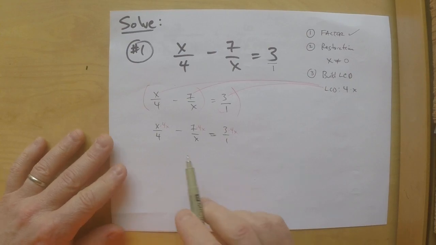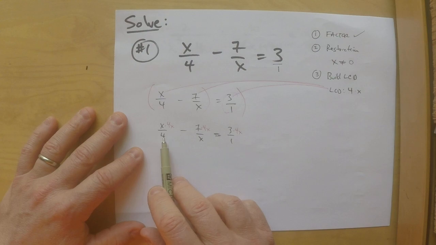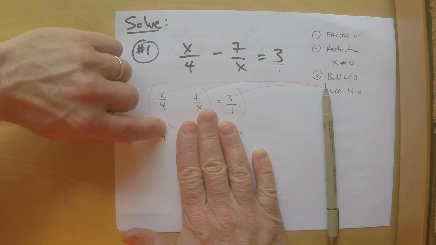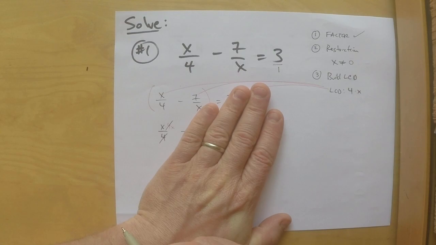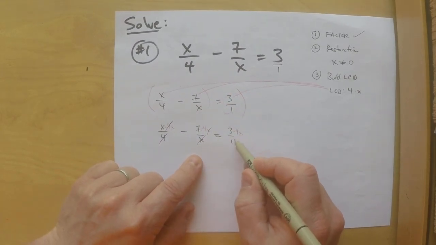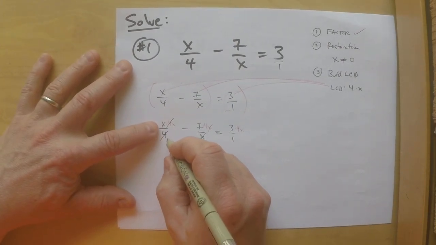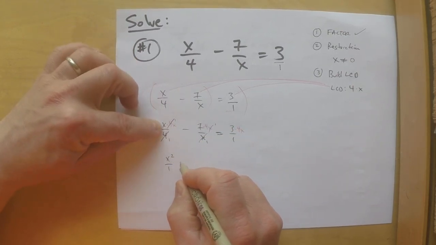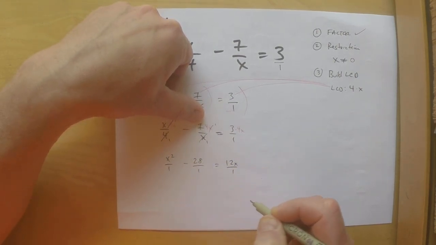Now what I do next, I don't even bother cleaning this up, because here's why we've done this. This denominator and part of your LCD, they divide out in that little world. So goodbye to the 4's, cancels out. Here, the x's divide out. Here, nothing divides out. So what am I left with when the dust settles? Here's the beauty of this. Remember, these are all left with 1's. You're left with x squared over 1 minus 28 over 1 equals 12x over 1.